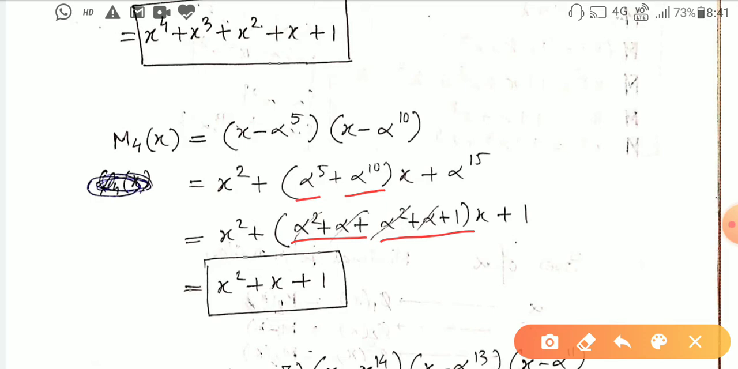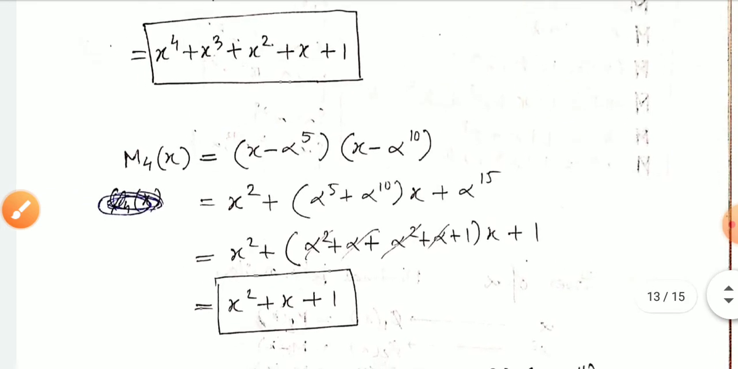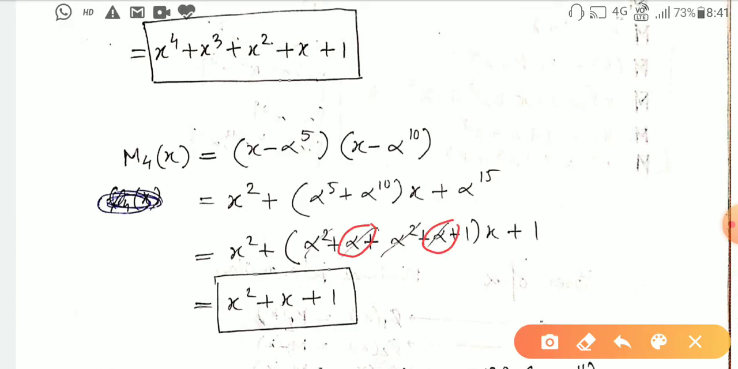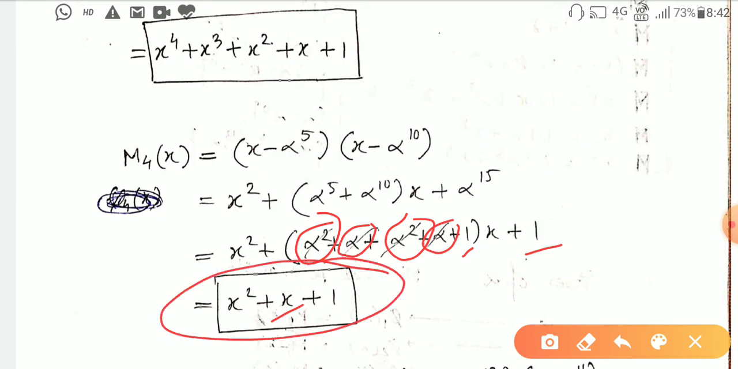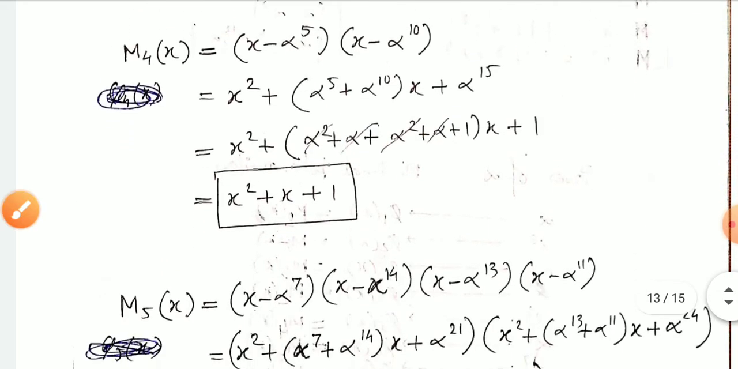Here ultimately you do the same binary operation. If something is used 2 times, then it will be obsolete. Here alpha and alpha are both used 2 times, so alpha is obsolete, and alpha square again appears 2 times, so this one is also obsolete. The only one present will be 1, so 1 into x will be x, and lastly the 1 is present in this case. So for the M4, the minimal polynomial will be written as x square plus x plus 1. So this is the primitive element also.